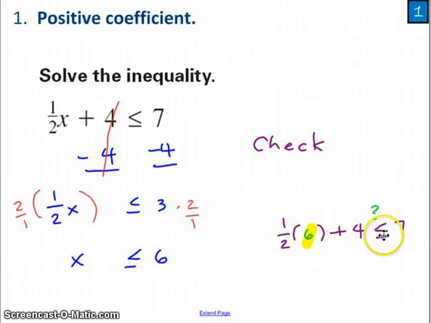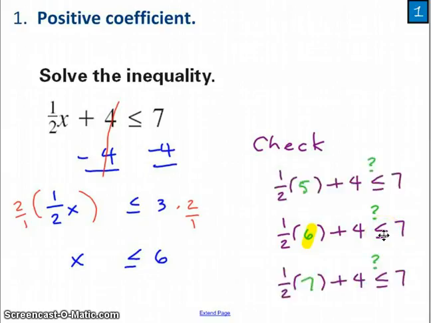Now I can double check the number above and the number below 6 just to make sure that I really have the dividing line and I have the arrow going in the correct direction. So the numbers below 6 should work, so 5 should work. Half of 5, 2 and a half. 2 and a half plus 4, that's 6 and a half, and 6 and a half is less than 7. Numbers above 6 should not work, so 7 shouldn't work. Half of 7 is 3 and a half. 3 and a half plus 4 is 7 and a half, and sure enough, 7 and a half breaks this inequality. 7 and a half is actually greater than, rather than less than, 7.